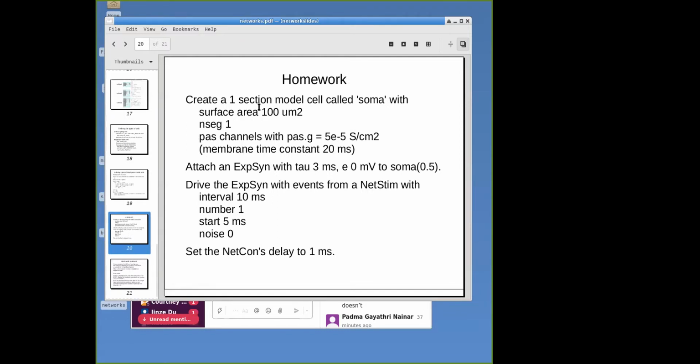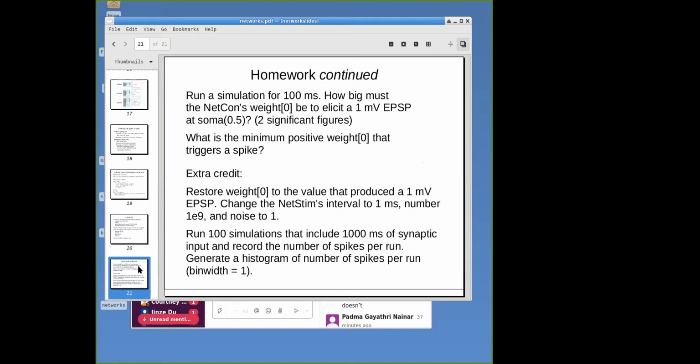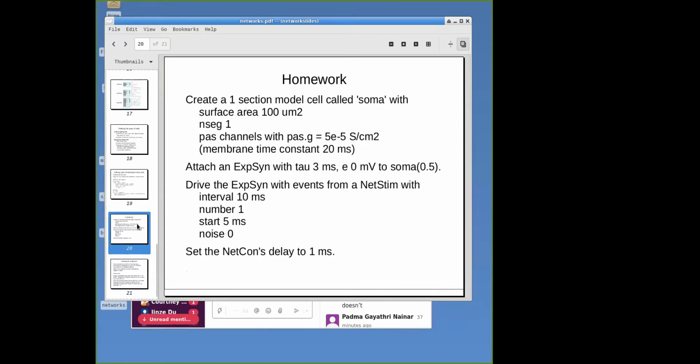I didn't tell you what value to make the membrane potential. I'm just saying let it be a resting potential of minus 65 millivolts. I should revise this slide accordingly.